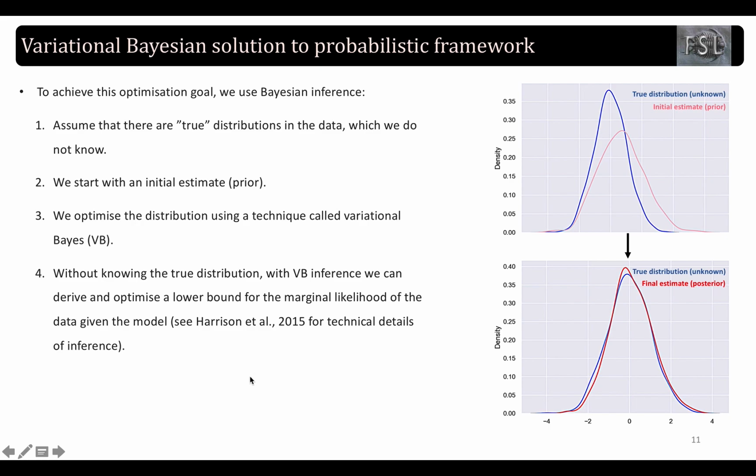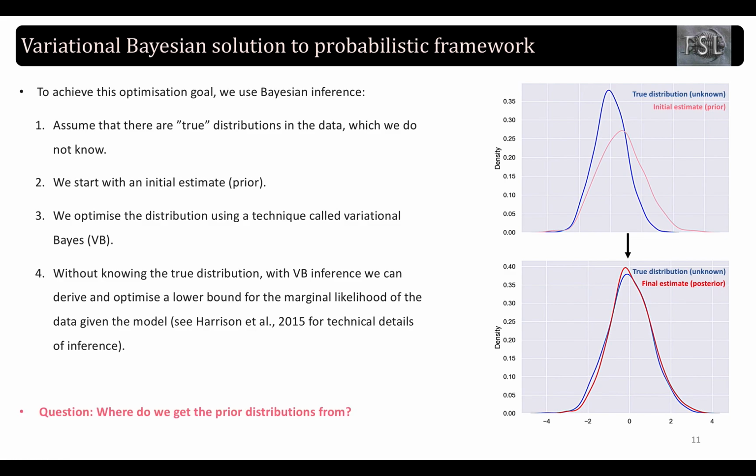In order to solve this problem, PFMs use a technique called Variational Bayesian inference. I will not describe the technical details of inference here, but you can read about it in Harrison 2015 paper.